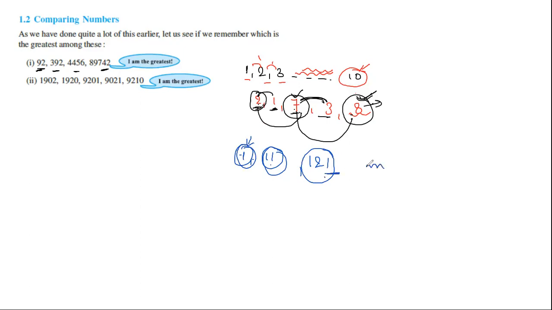As we increase the number of digits, the number will increase, right? We can say that if a number has a single digit, it will always be the smallest among other numbers which have more than 1 digit, right?